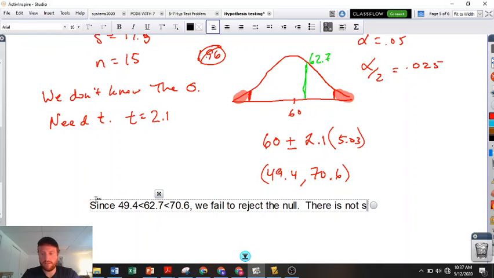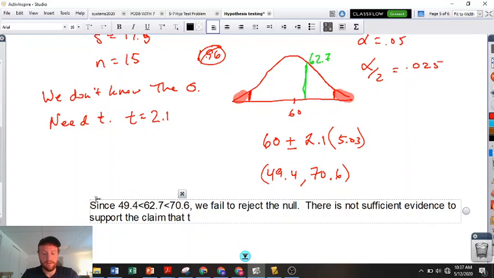There is not sufficient evidence to support the claim that the population mean is not 60. There's a double negative there, but if we said there is sufficient evidence to support that the population mean is 60, that would be wrong. There's just not sufficient evidence to support the claim that it's not. So you can also say that there's not sufficient evidence to reject the claim that the population mean is not 60. The double negatives are really getting me.